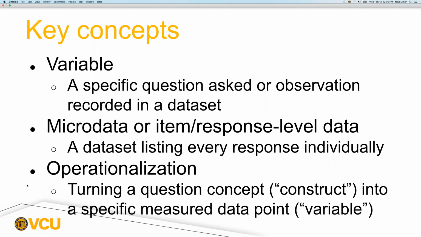So the construct of depression, for example, might be represented by a variable asking how sad someone feels. Or it might be represented in a variable asking how many days a person felt hopeless. Or it might be represented by combining those variables and maybe combining some others as well. So there are many different ways to turn a concept or a construct in technical terms into a specific variable.